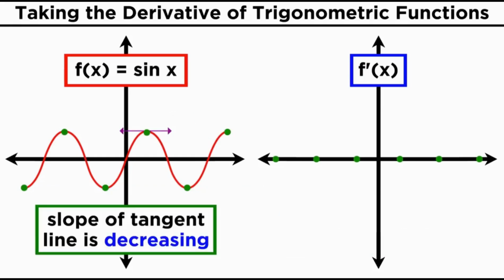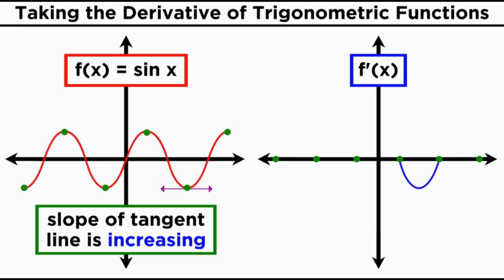Now, looking in between, we can see that from this local maximum, the slope of sine x will decrease until it hits -1, and then will increase until it hits 0 again at the next local minimum. So the derivative should look like this for that section.